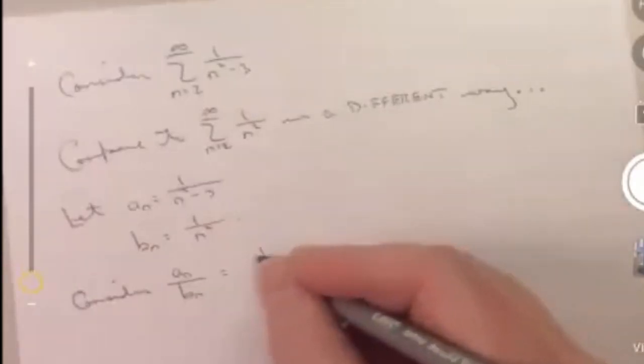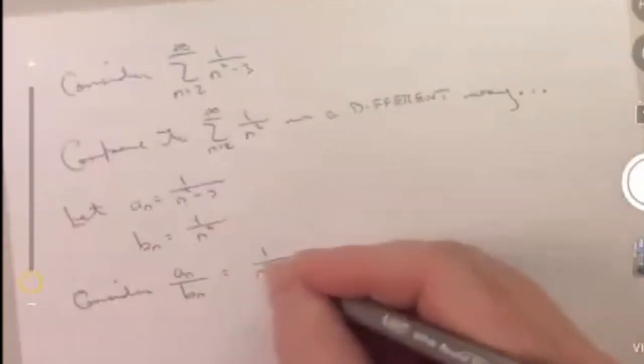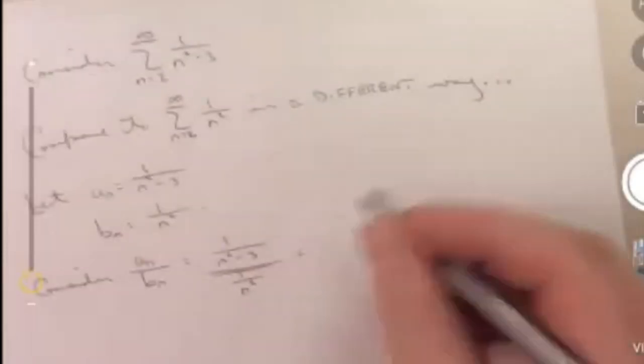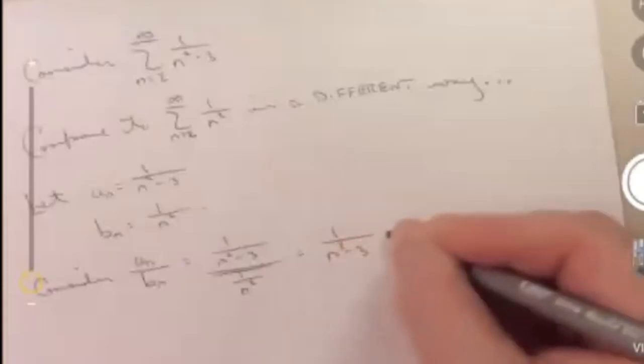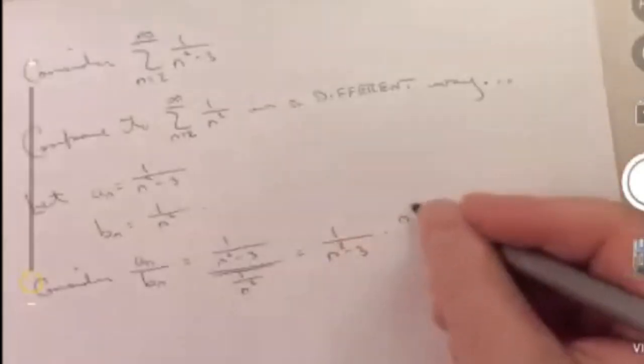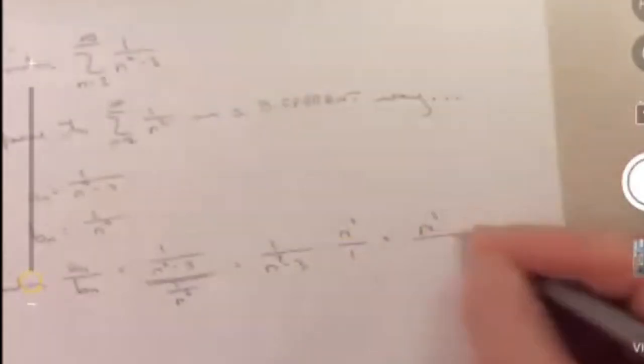And let's see, what is that? So An is 1 over n squared minus 3. Bn is 1 over n squared. We can simplify that a little. This is 1 over n squared minus 3 times what? N squared over 1. All right, which is what? N squared over n squared minus 3.